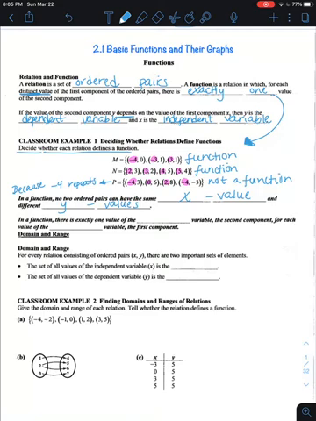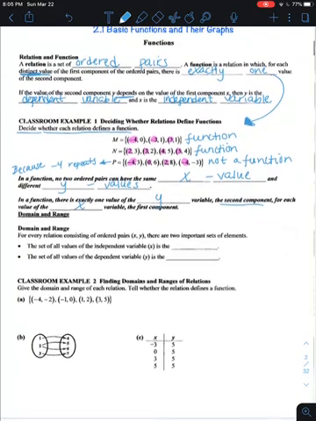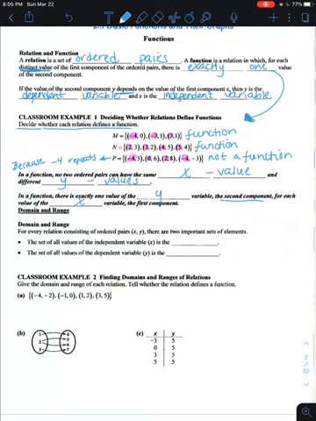So I guess that would be S. All right, in a function, there is exactly one value of the y variable, which is the second component, for each value of the x variable, which is the first component. So there you have it. That's the definition of function. You're going to see functions. You're going to hear the word function come up a lot. So it's important that you understand what a function is.